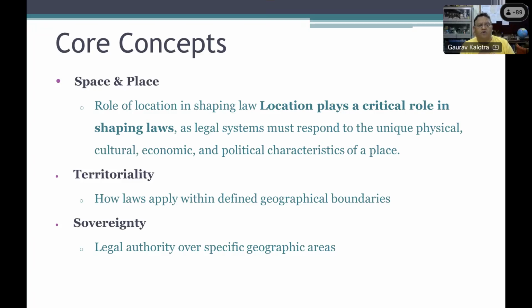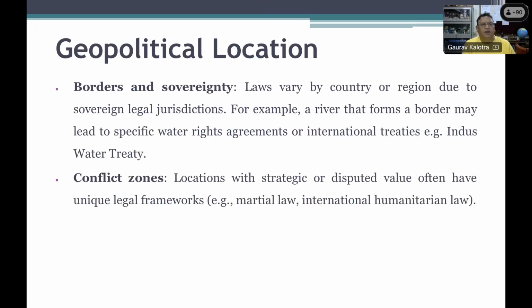Location plays a critical role in shaping laws, as legal systems must respond to the unique physical, cultural, economic, and political characteristics of a place. Then territoriality, how laws apply within defined geographical boundaries, and sovereignty, legal authority over specific geographic areas. Geopolitical location, borders and sovereignty. Laws vary by country or region due to sovereign legal jurisdictions.